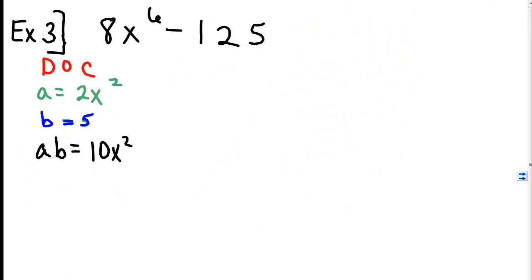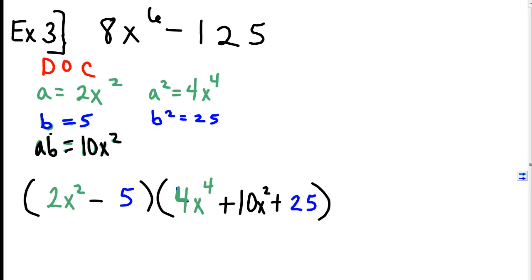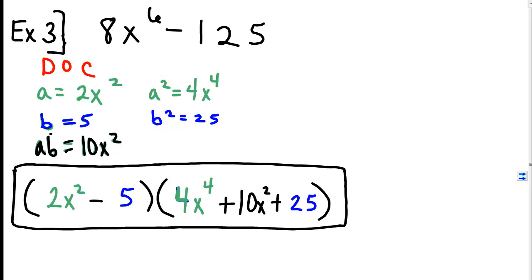Example 3. 8x to the 6th minus 125. This is an example of difference of cubes. A is equal to 2x squared, b is equal to 5, and a times b is equal to 10x squared. We also need a squared equals 4x to the 4th, and b squared equals 25. We plug this information into our formula, and this is our answer.